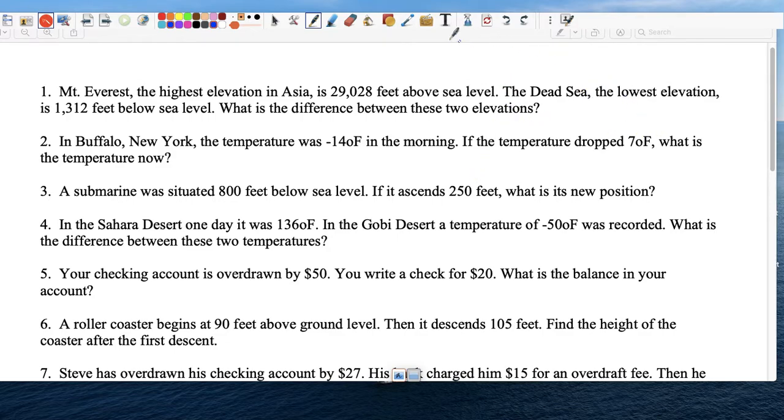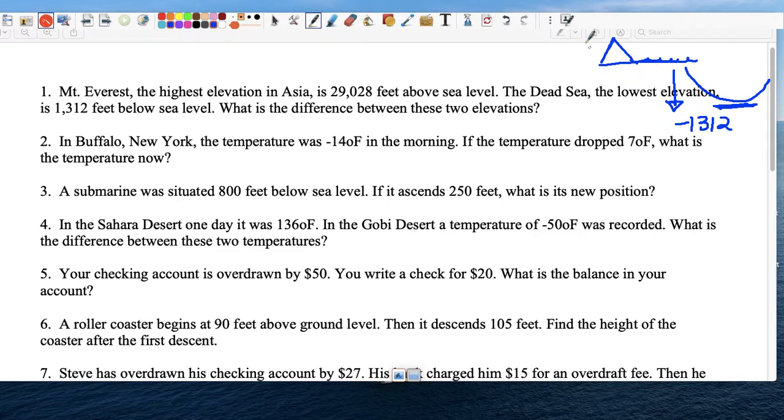Let me see if I can do a drawing here. Here's the top of the mountain, and then the Dead Sea. Let's write the sea here, and this is the bottom. The bottom is 1,312 below sea level, and we're going to write it as negative 1,312. From the bottom of the Dead Sea to the surface of the water is 1,312 distance-wise.